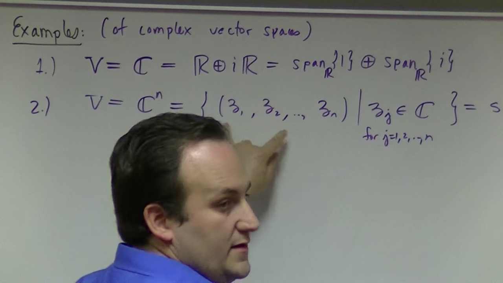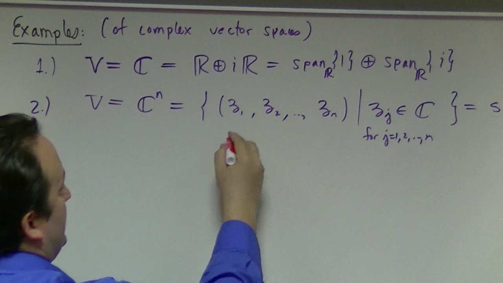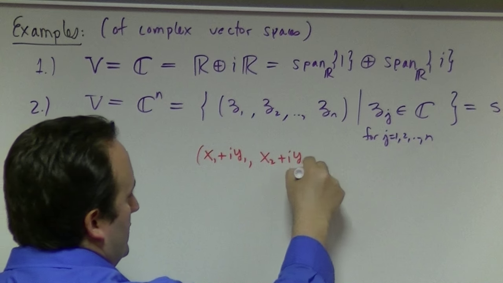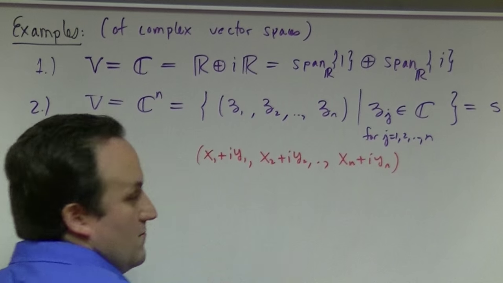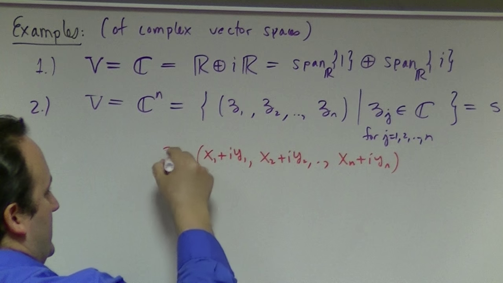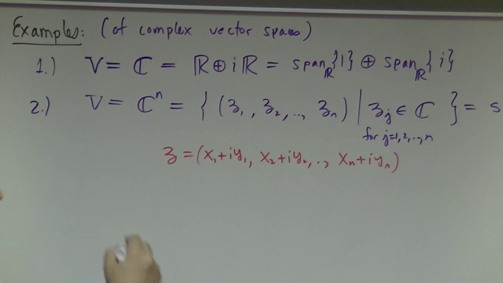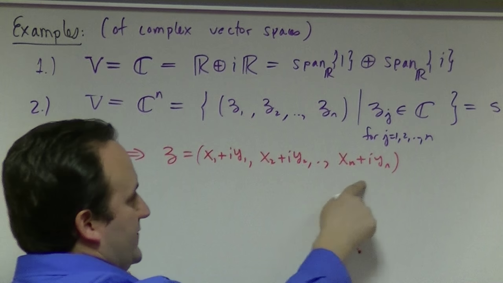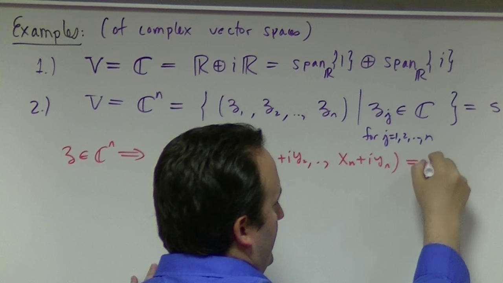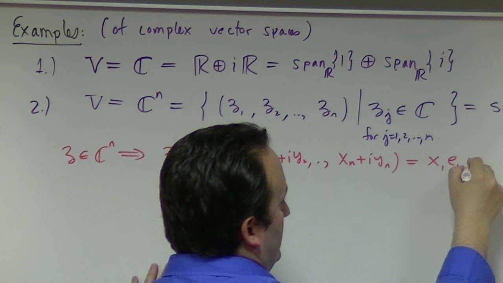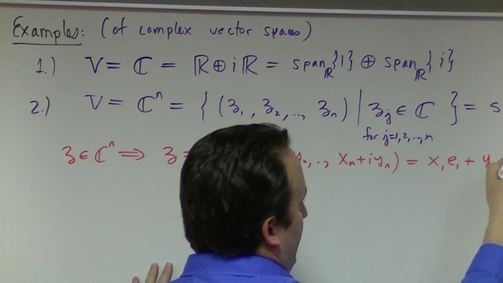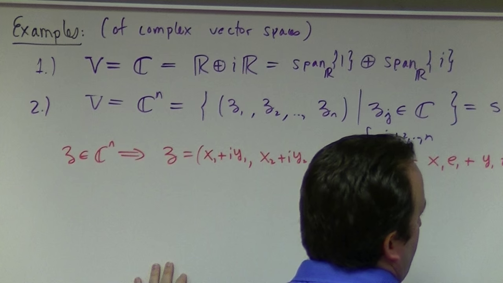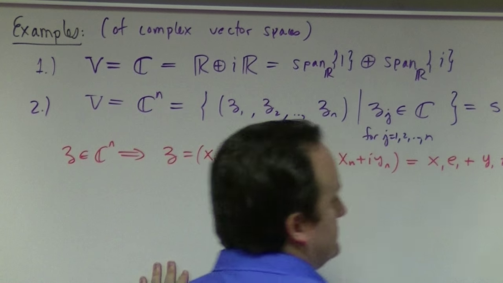You could take each one of these and write it in terms of its real and imaginary parts. I could write this as x1 plus iy1, x2 plus iy2, up to xn plus iyn. I could take this z and write that instead. These are real scalars, x1 through xn and y1 through yn, and you see I could pull those out. I'd have x1 e1 plus y1 times ie1, plus and so on, plus xn en plus yn ien.